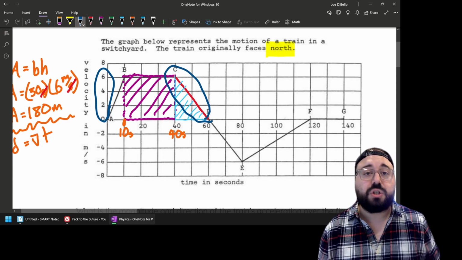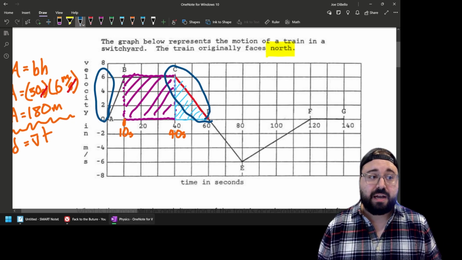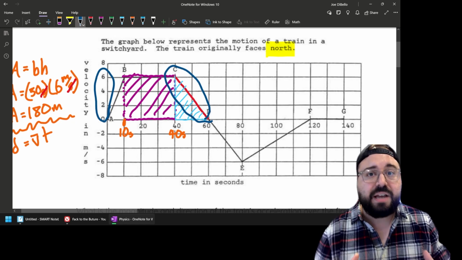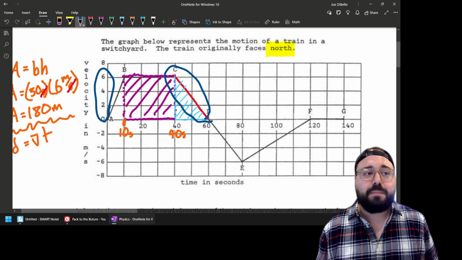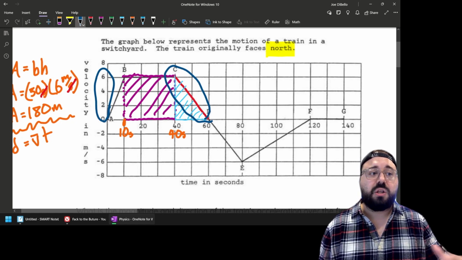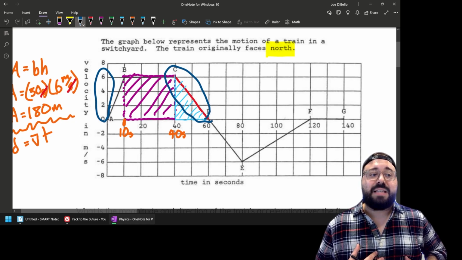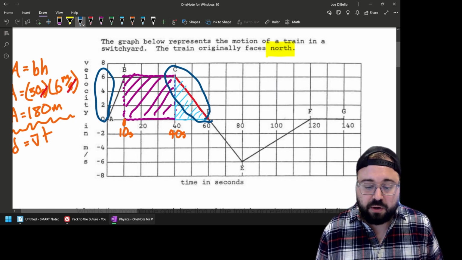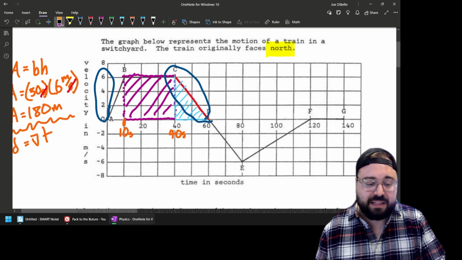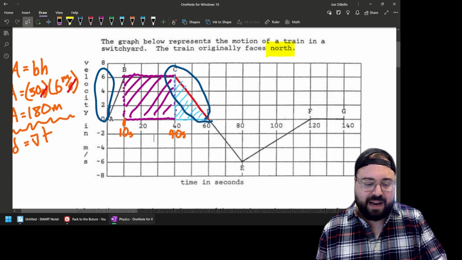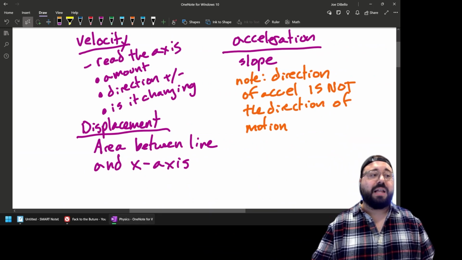Now, the slope of this line is negative, which means our acceleration is negative. So that means our acceleration is directed to the south, which makes sense. If I'm going to the north and I'm slowing down, that means I'm being pushed backwards to the south in order to slow down. So use this as a lovely little cheat sheet for how to do this stuff with velocity graphs.